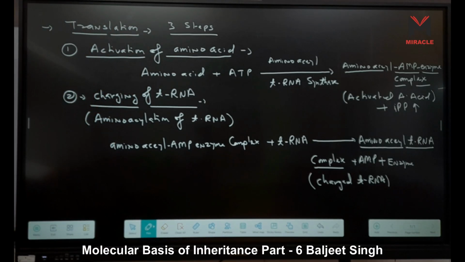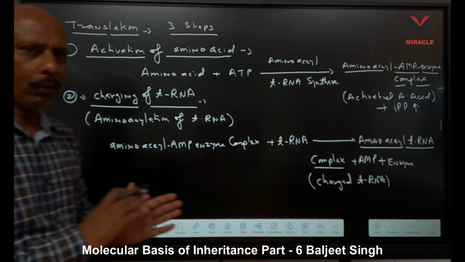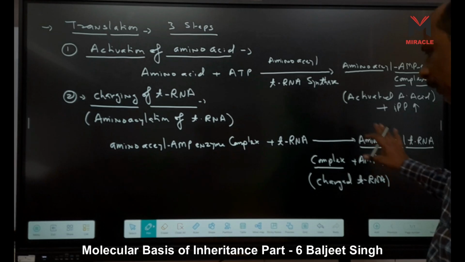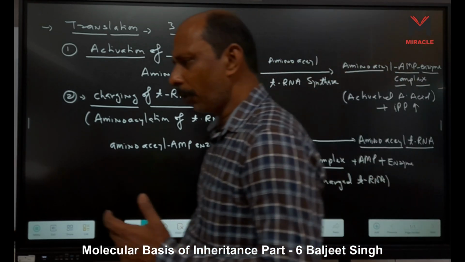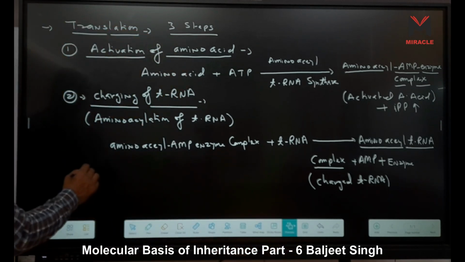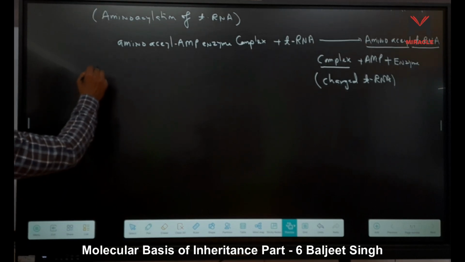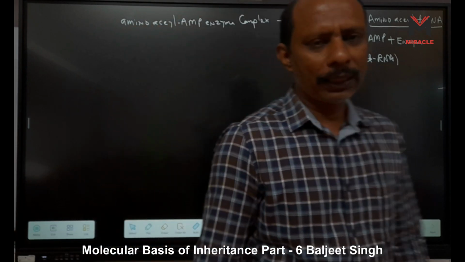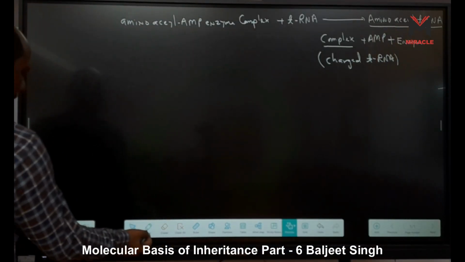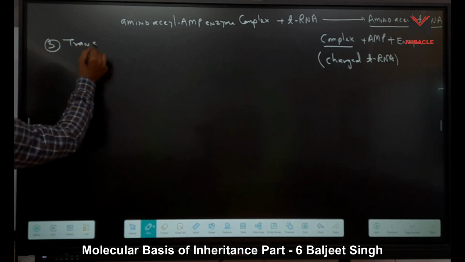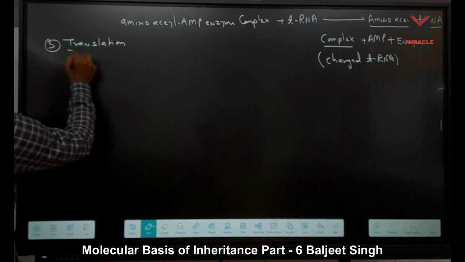After charging of transfer RNA, this transfer RNA moves toward the ribosomes, because it contains specific amino acids. So the third process is translation. This is the third process. After this, what happens? The third process is the translation process. This one is the actual translation.